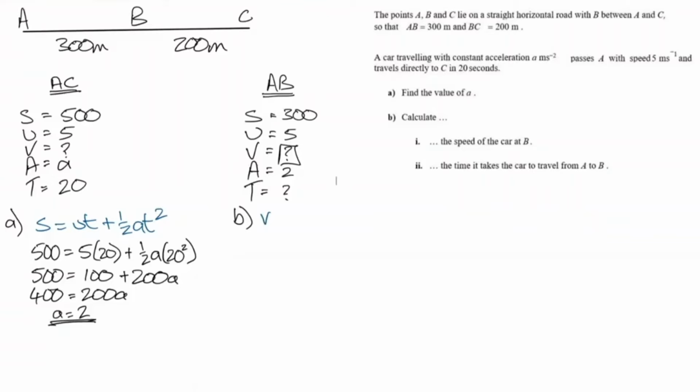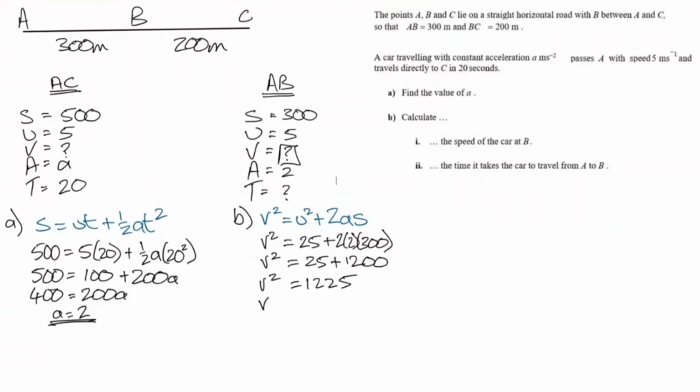Okay, choosing the right formula, v squared equals u squared plus 2as. We can substitute our values. I'm just going to square as I go along. On the right hand side, we end up with 1,225. And the square root there is going to be 35. So the velocity when the car is at point B is 35 meters per second.